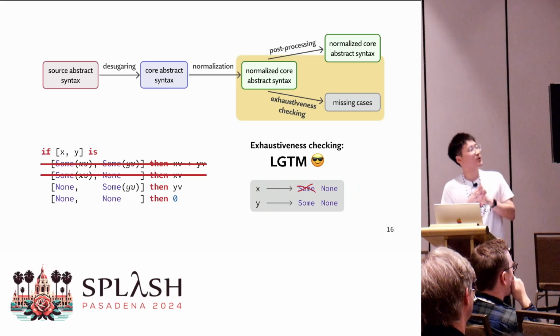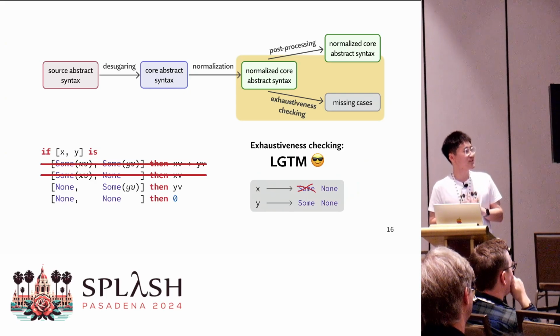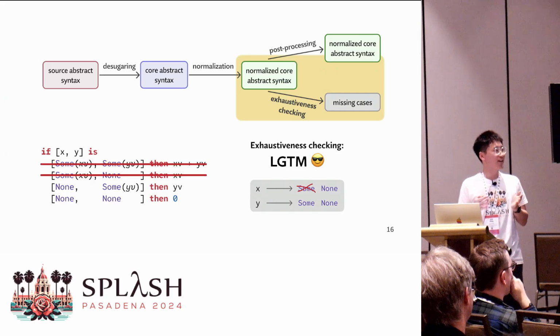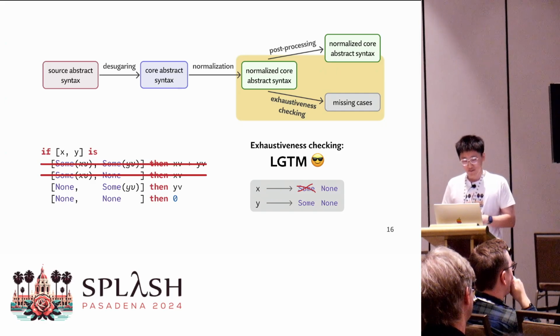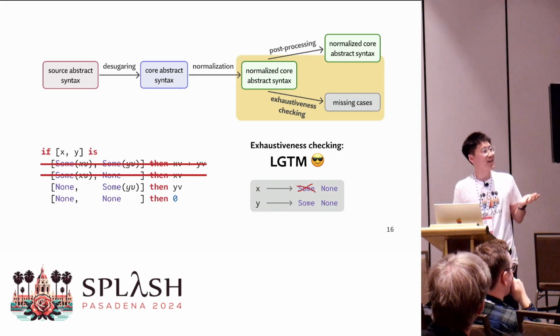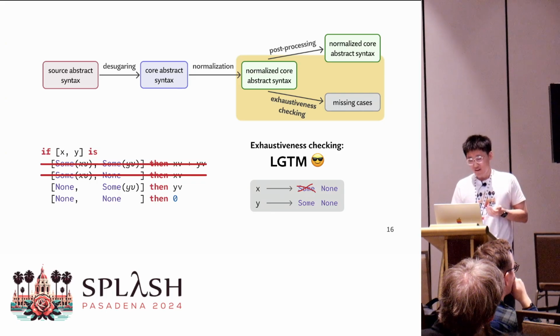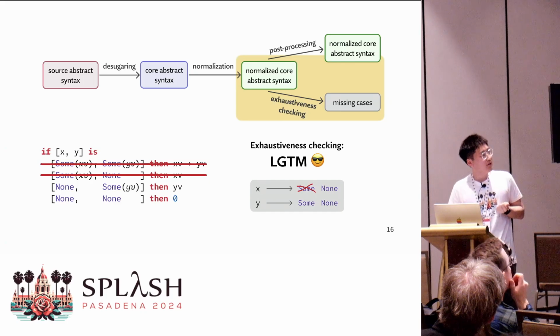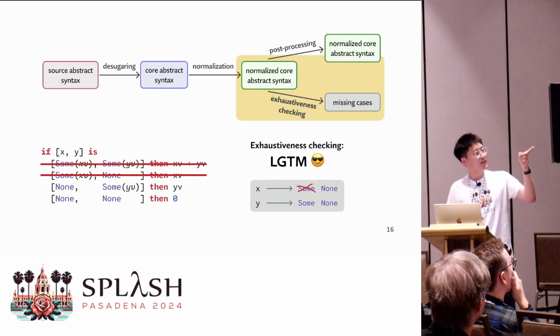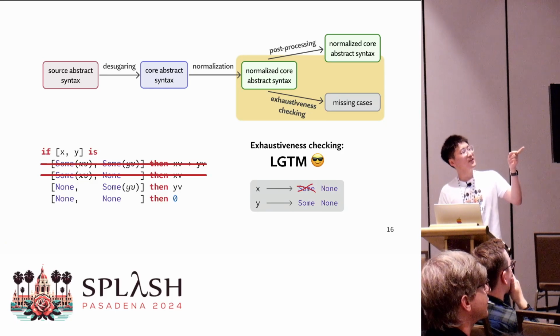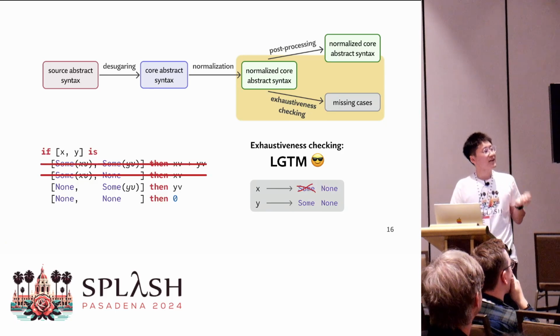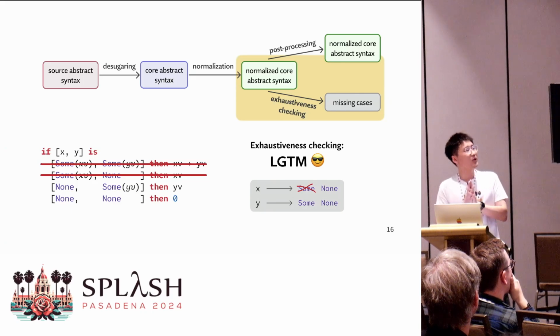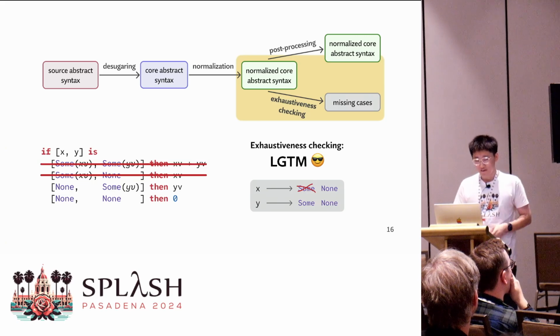But what if we remove the first two cases? The exhaustiveness checking doesn't produce any error. This is because in the matching record, in the exhaustiveness checking information there, x is only matched against none in this term. So there are only 2 possible cases.